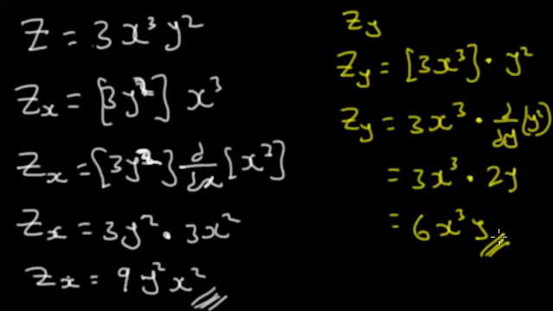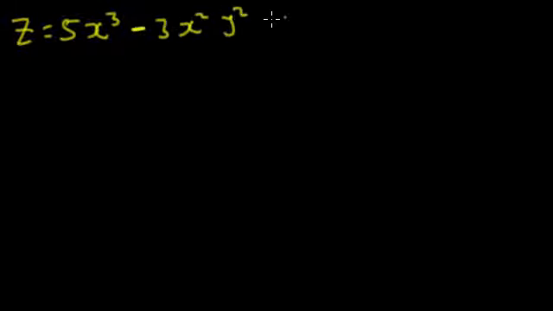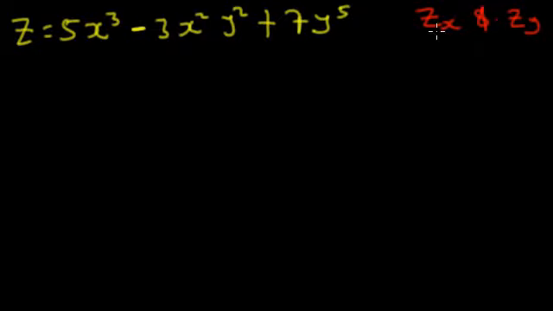To understand this better, let's consider a few examples. Example number 2. Consider the multivariate function z equal to 5x cubed minus 3x squared y squared plus 7y to the power of 5. So feel free to pause the video and find the solution to z of x and z of y, which is in other words written as ∂z/∂x or ∂z/∂y. Perfect. So now let's begin.